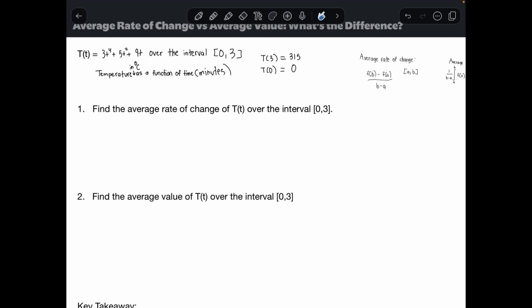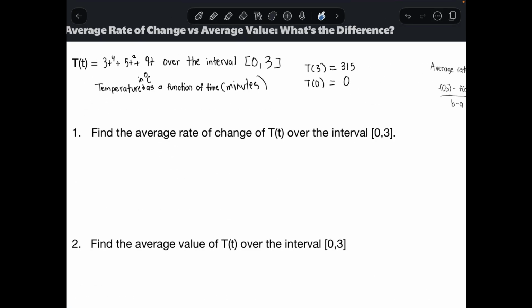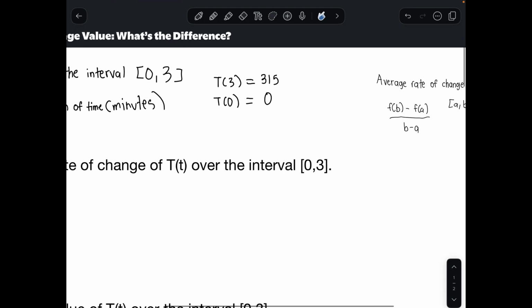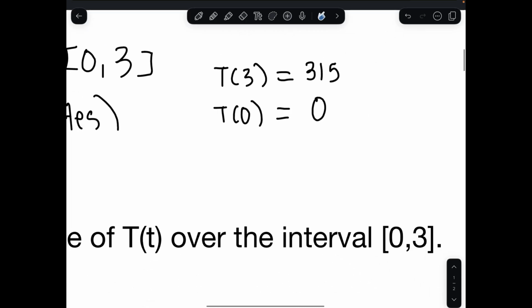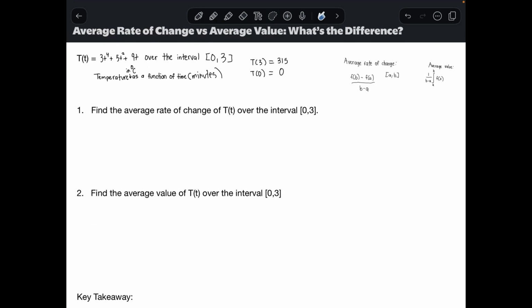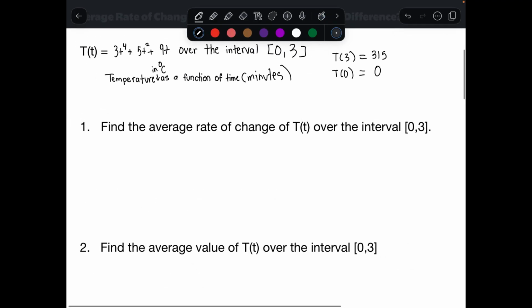So let's begin. Let's say we have a function T of t, which is temperature in degrees as a function of time over the interval 0 to 3. And here are 2 points. The temperature at the third minute is 315 degrees Celsius, and at 0 minutes it is 0 degrees Celsius. So let's start with the first question. Find the average rate of change of T of t over the interval 0 to 3.